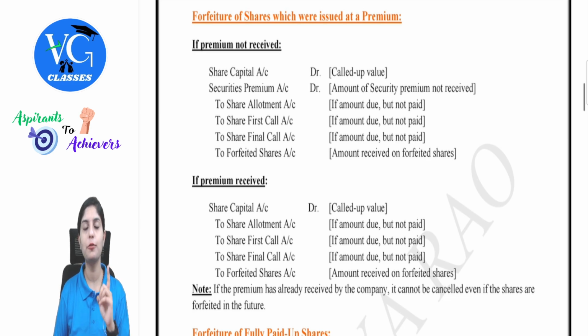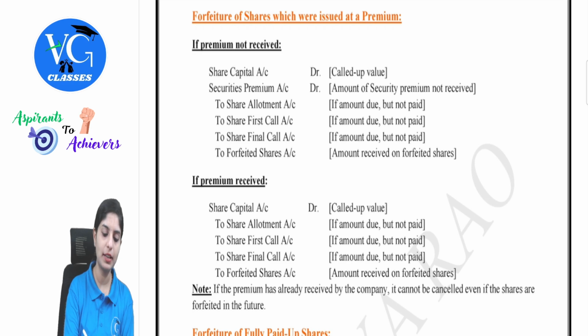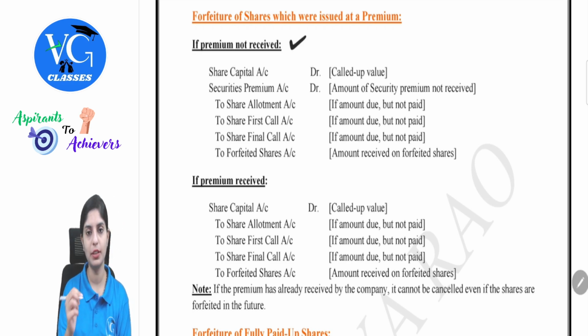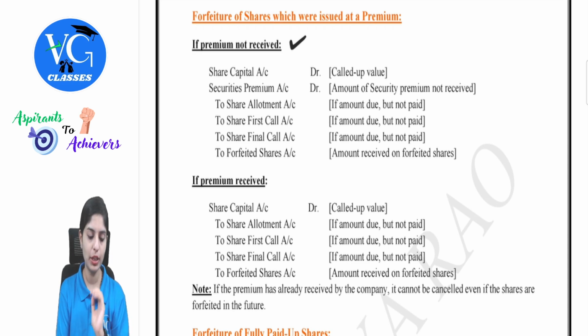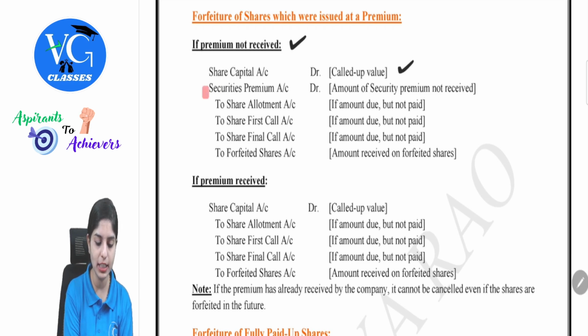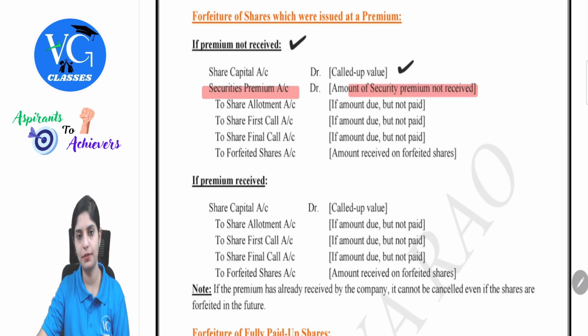Now, in this case, we have to be very careful with respect to premium amount receipt. So, therefore, we will understand if premium is not received. If premium is not received means the money of collection point of time, the premium due is not yet arrived. So, in this case, what will be the forfeiture entry? Share capital account debit with respect to the called up value. Another important thing is securities premium account debit with the amount of securities premium not received.